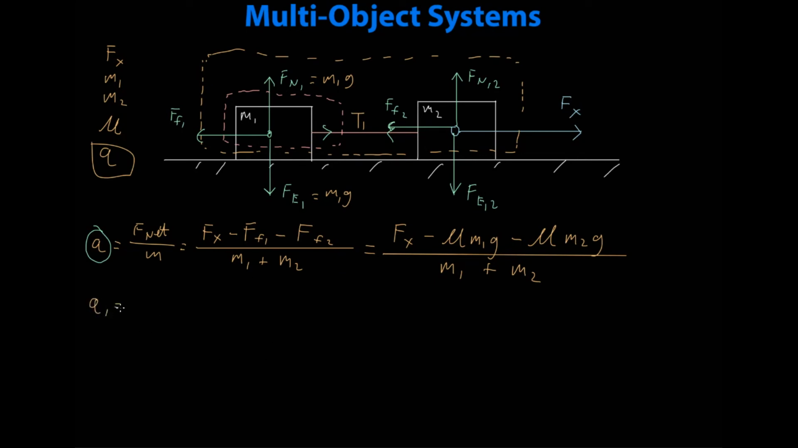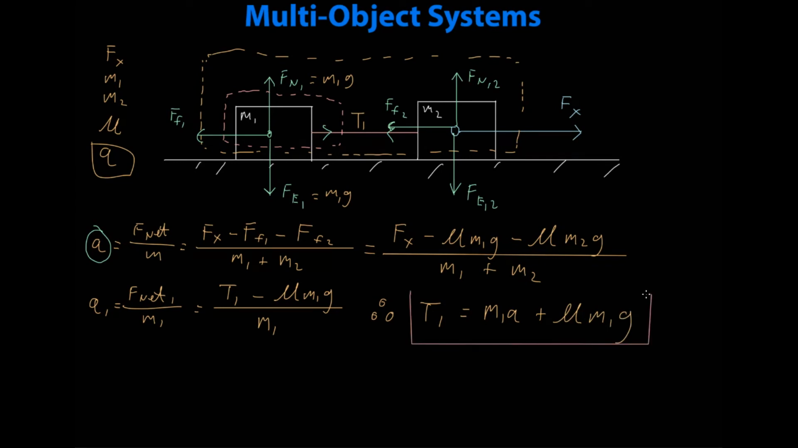Acceleration of mass 1 is F net of 1 over mass 1 equals, I have tension 1 to the right here, minus force friction 1, which I'll simply write as mu m1g, over mass 1. Therefore, tension 1 equals mass 1 times acceleration plus mu m1g. Here is T1 isolated. Side note, I am leaving acceleration because we have it.